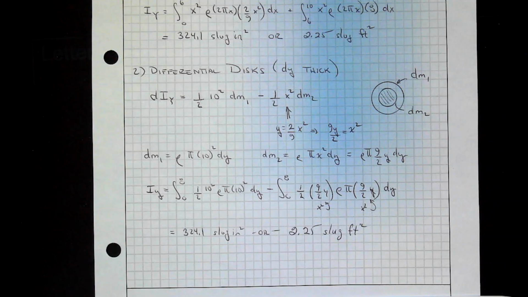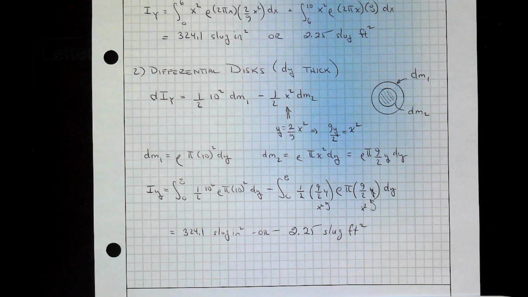Now you simply have to do the computation, and if you do, you come up with the same number, 324.1 slug inch squared, or 2.25 slug foot squared, and this problem is put to bed. That finishes up our mass moment of inertia, and we will be back at you.